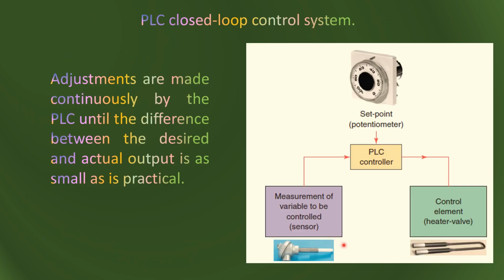So in this example, the thermocouple is used to measure the temperature of a process, and then this measurement we give as feedback to the PLC controller. Then the PLC controller uses the set point input, which can be entered using a potentiometer or some other input device. It is not necessary that it should be an analog device. You can use a digital input keypad, and with the keypad also you can enter the set point.